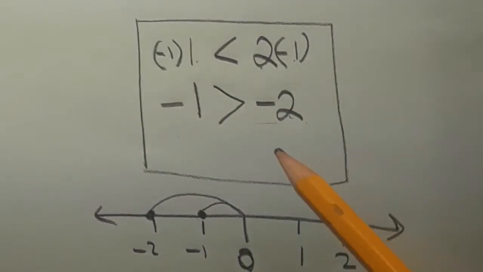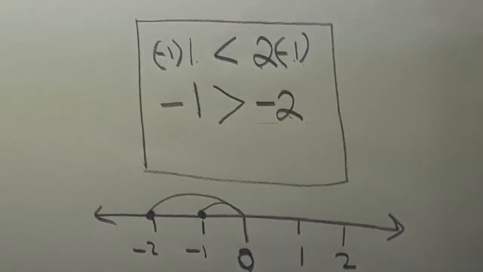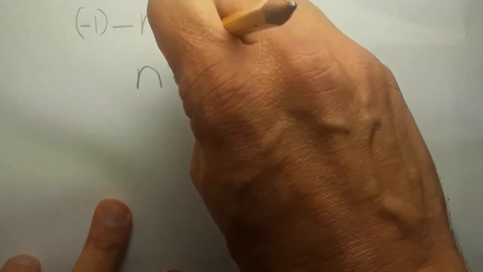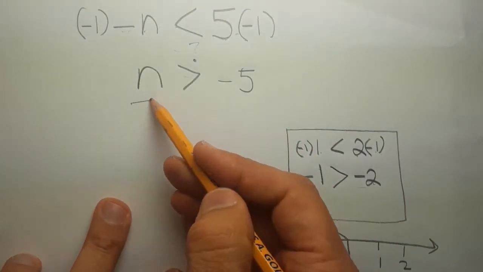And that's where you say, the rule for multiplying by -1 is, I have to flip the signs here as well. So this becomes n is greater than -5. There's my answer on that one.